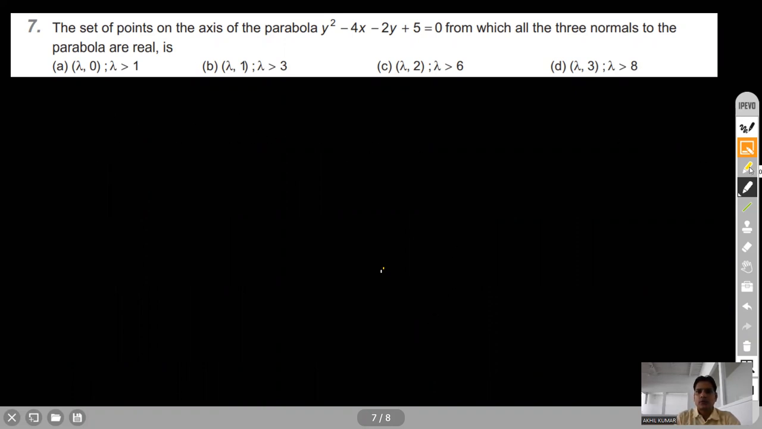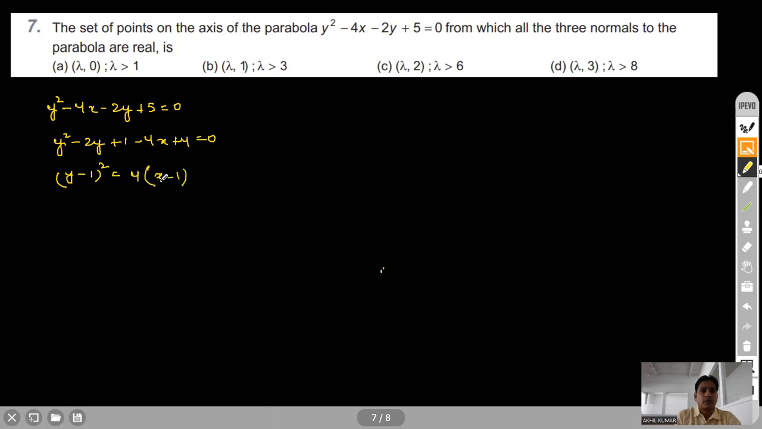So, one parabola is given here: y square minus 4x minus 2y plus 5 equal to 0. Let me try to change it into some standard form. So this will be y square minus 2y plus 1, and minus 4x plus 4 equal to 0. So this will be (y minus 1) whole squared is equal to 4 times (x minus 1). This will be 4x minus 4. So this is our parabola y square is equal to 4ax, with a shifted vertex.